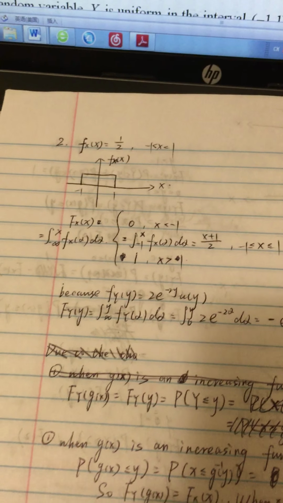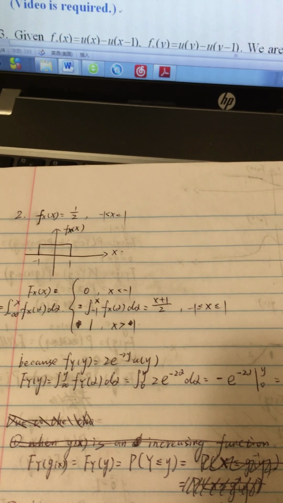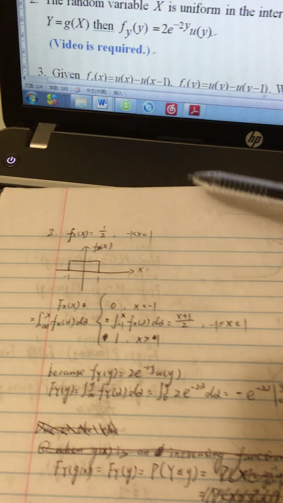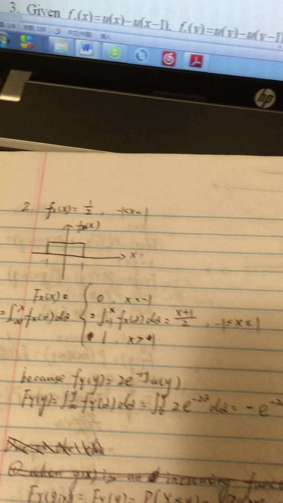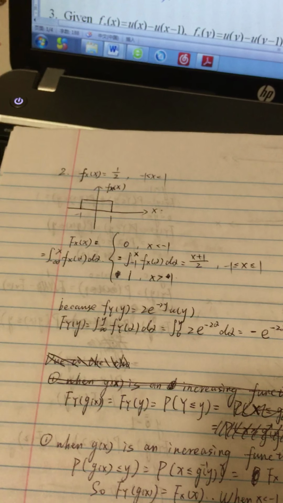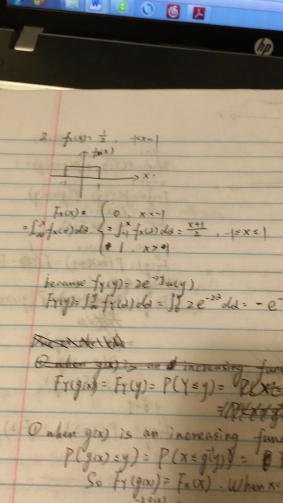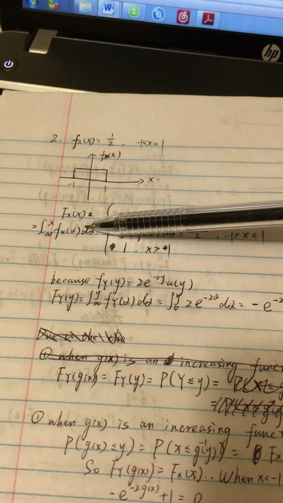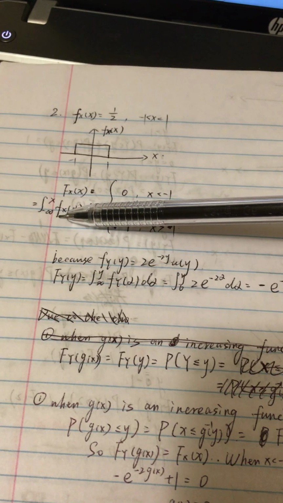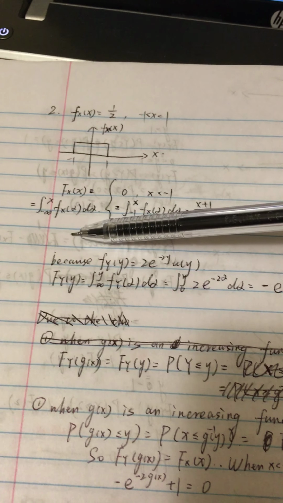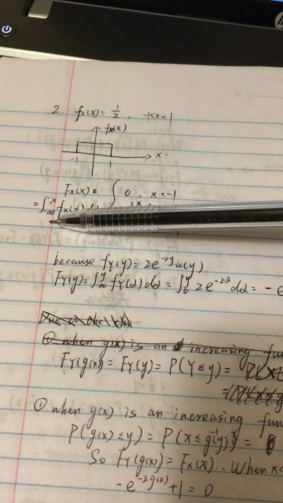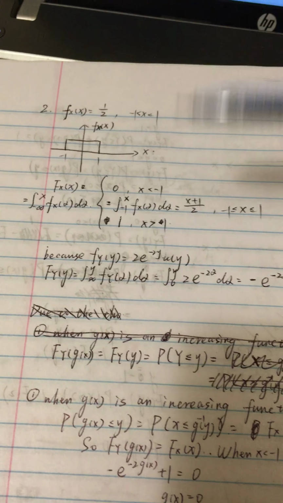Based on the information that x is uniform in minus 1 and 1, we could get the density function of x is 1 over 2 when x is greater than minus 1 and less than 1. So it's very easy for us to write the expression of capital Fx. It's the integral of fx from minus infinity to x.